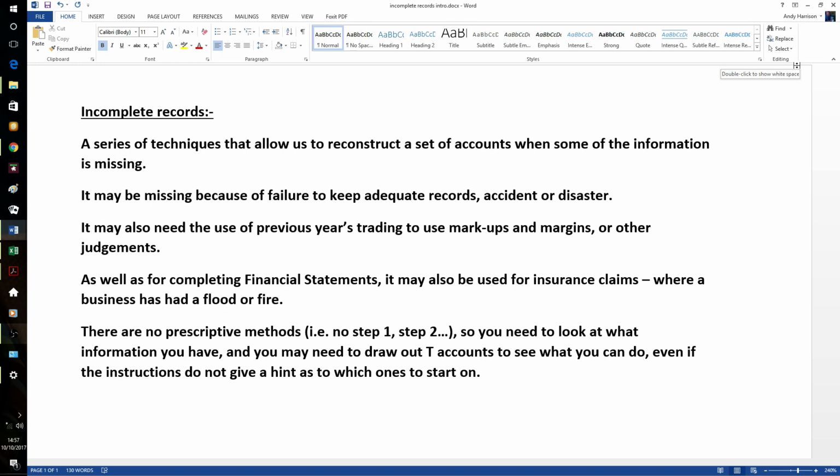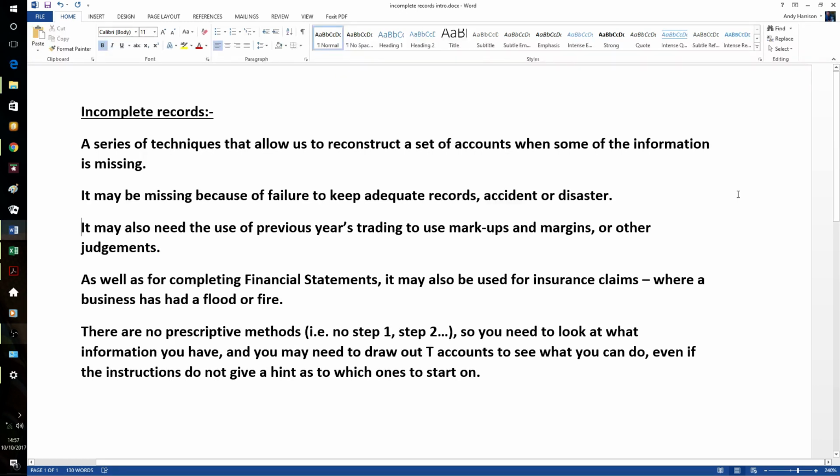It may also need previous year's trading. In other words, that's where we might get markups and margins from, with a little bit of judgment. We know they go up or they go down, and we may also use our judgment on the value of non-current assets. As well as for completing financial statements, it might even be an insurance claim. Business had a flood or fire, needs to know the value of the non-current assets, needs to know the value of closing inventory.